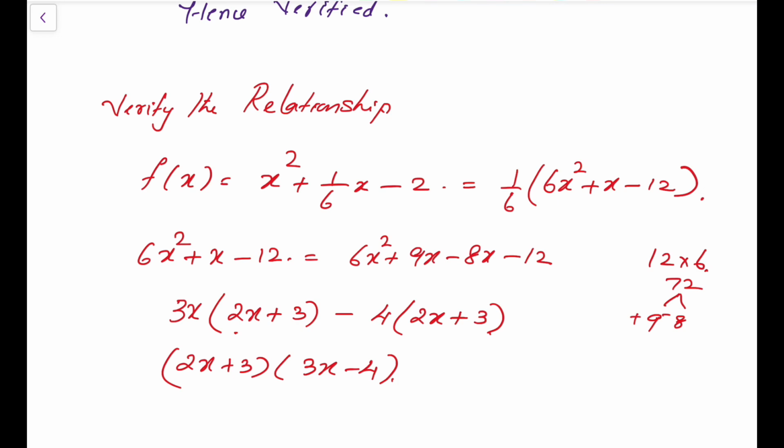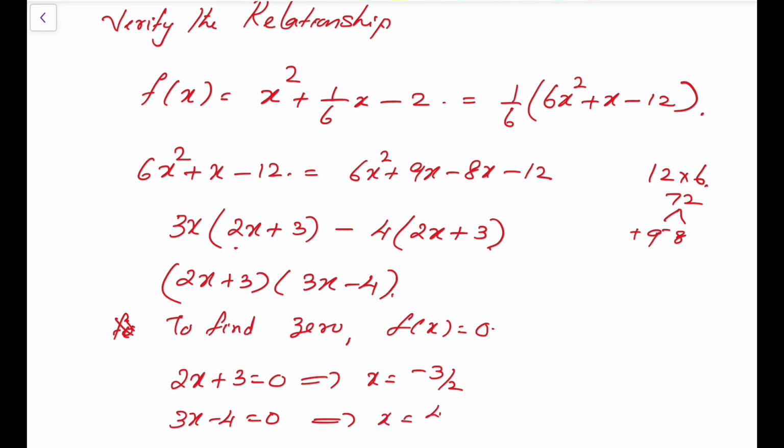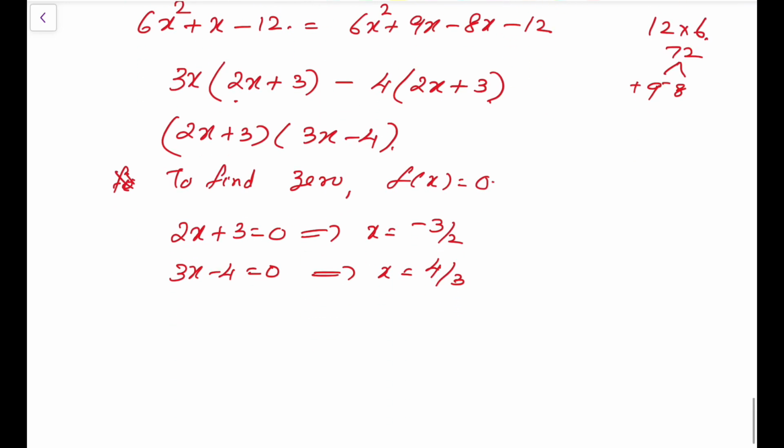Now it is 2x plus 3 into 3x minus 4. To find the zeros, you have to equate f of x is equal to 0. So you will get 2x plus 3 equal to 0. So x is equal to minus 3 by 2. 3x minus 4 equal to 0. So x is equal to 4 by 3. Now verification.